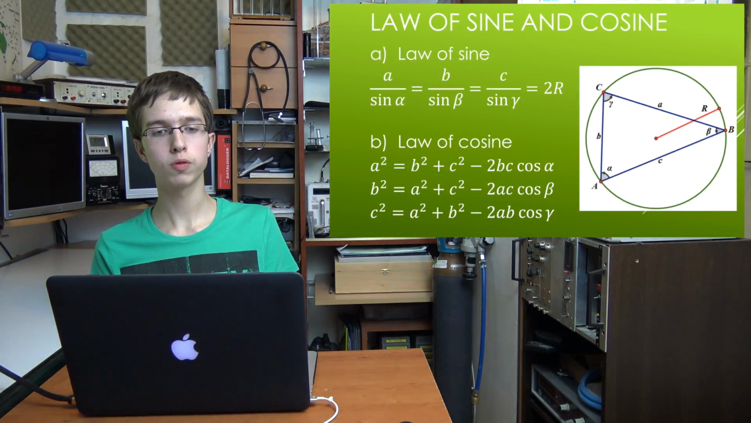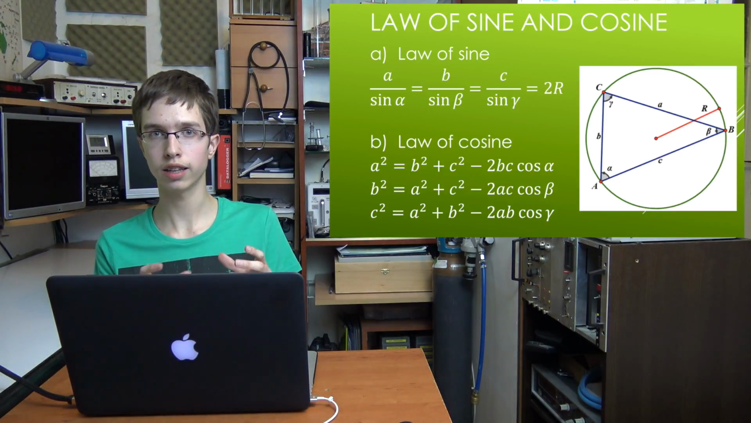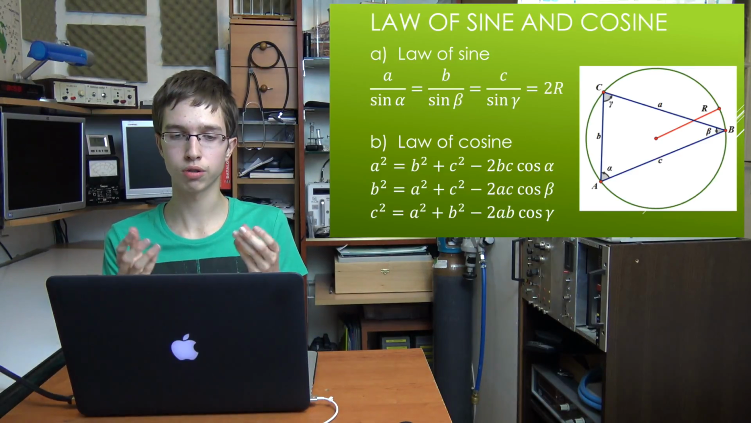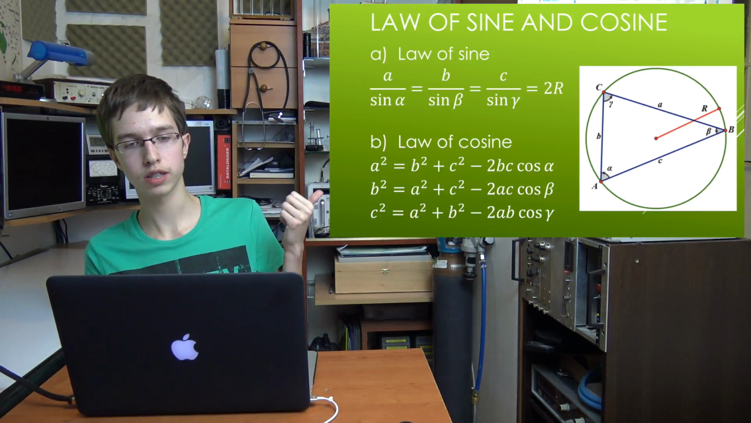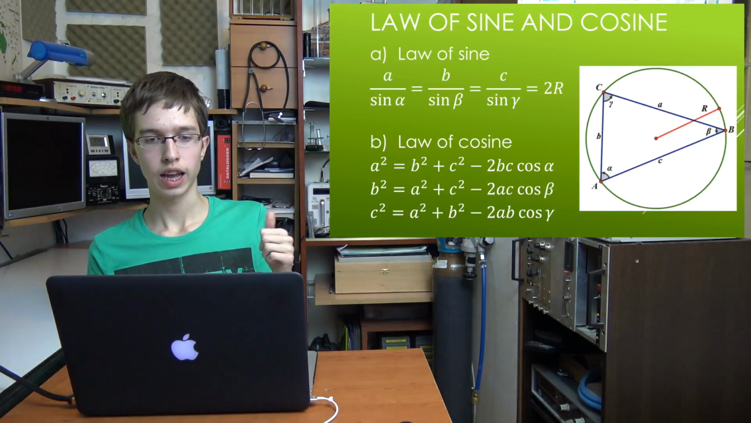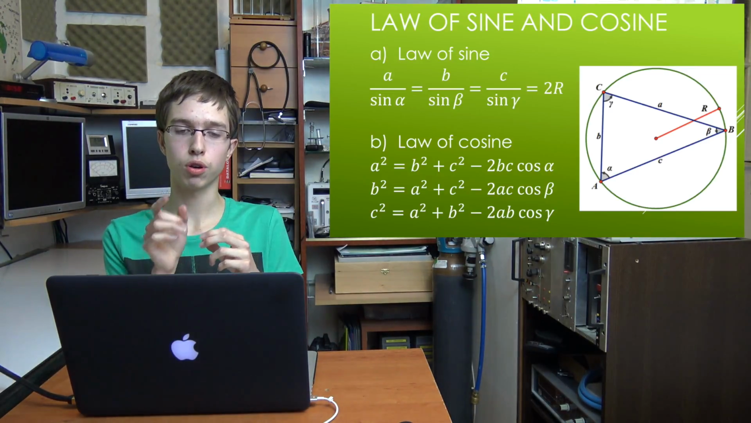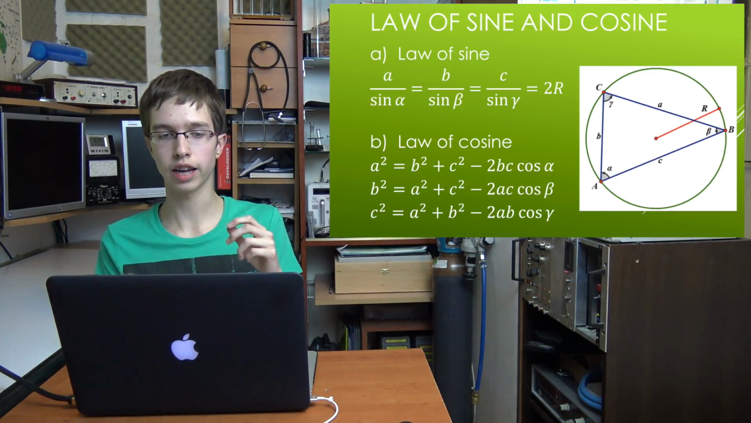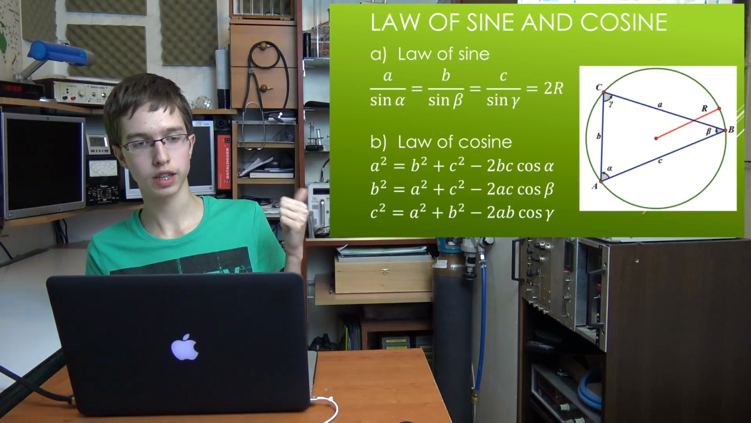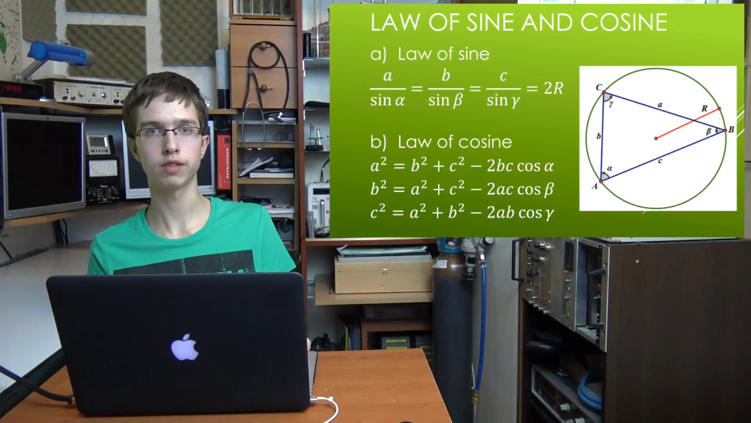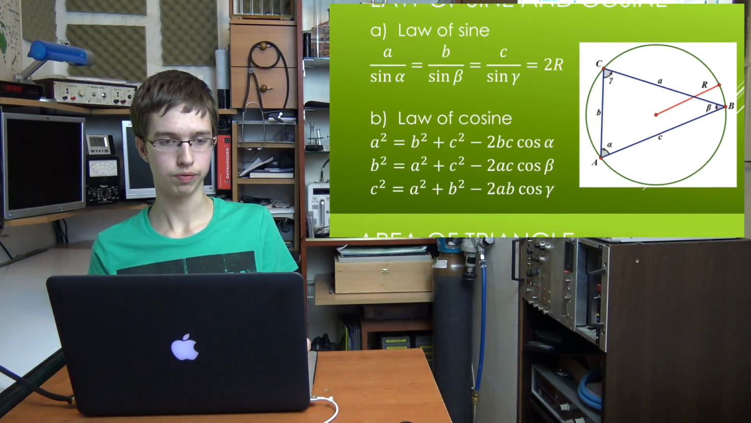Here we have the law of sine and cosine, and both laws can be applied to any arbitrarily chosen and constructed triangle. For example, as we can see in the picture, a triangle A, B and C. And R is the radius of the circle which is circumscribed about this triangle ABC. The law of sine we have here, and the law of cosine is this second law.